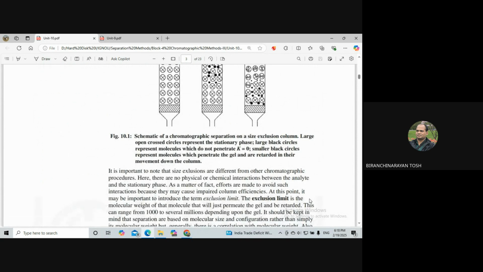It is important to note that the size exclusions are different from other chromatographic procedures.